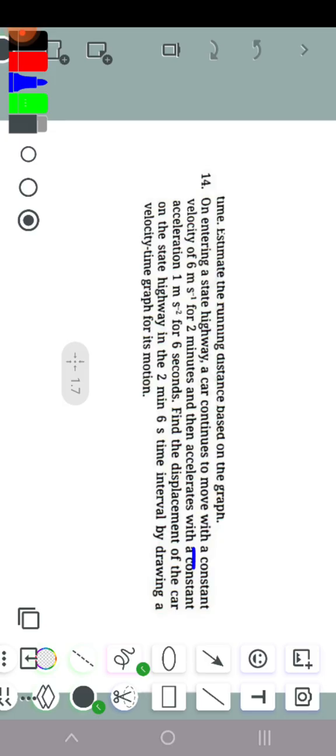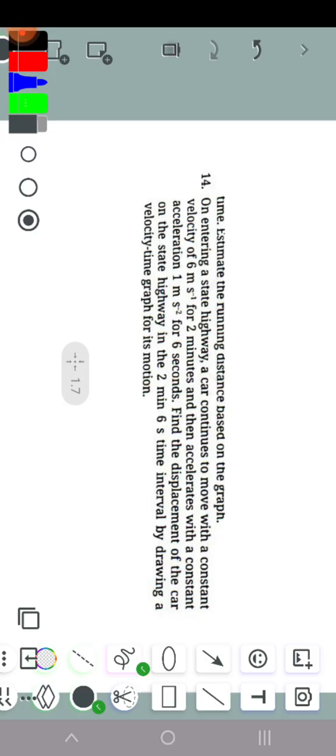They are telling us that on entering a state highway, a car continues to move with a constant velocity of 6 meters per second for 2 minutes. That means the car is maintaining a constant velocity of 6 meters per second for 2 minutes. Then it accelerates with a constant acceleration of 1 meter per second square for 6 seconds. Find the displacement of the car on the straight highway after 2 minutes 6 seconds.